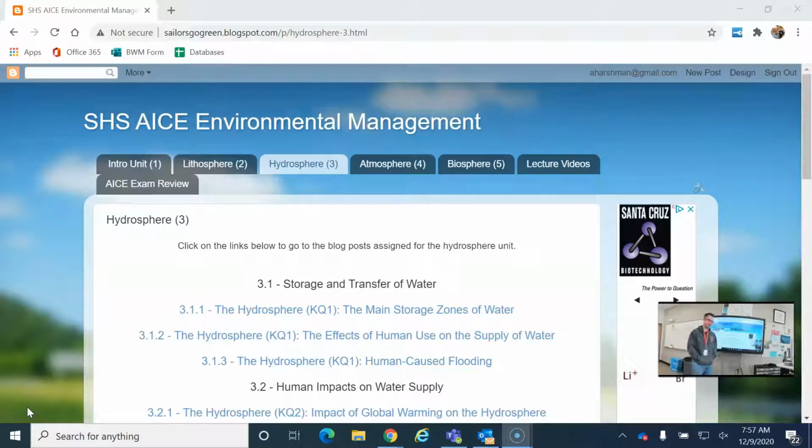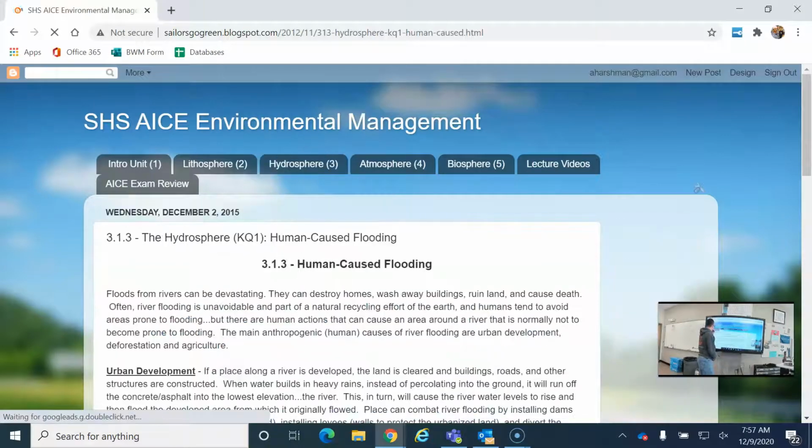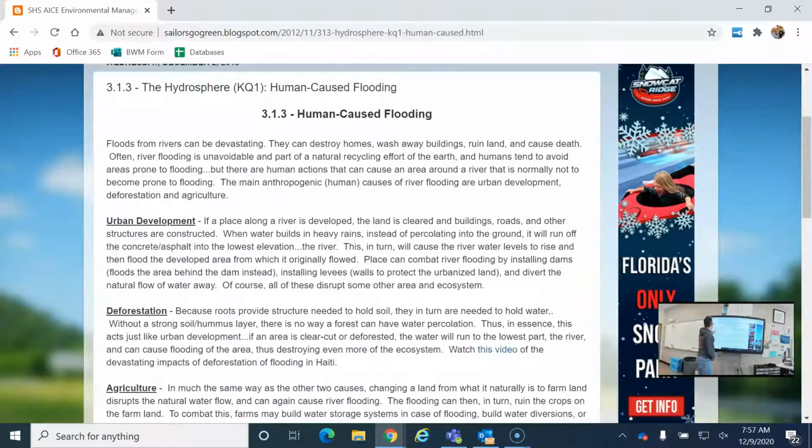We saw with the hurricane that came a couple years ago into Texas, major flooding in Houston and different areas. Just going to take a look at it real quick. All right. So what causes human flooding? Flooding is really bad. Obviously, it can destroy homes, wash away buildings, ruin land, and cause death.